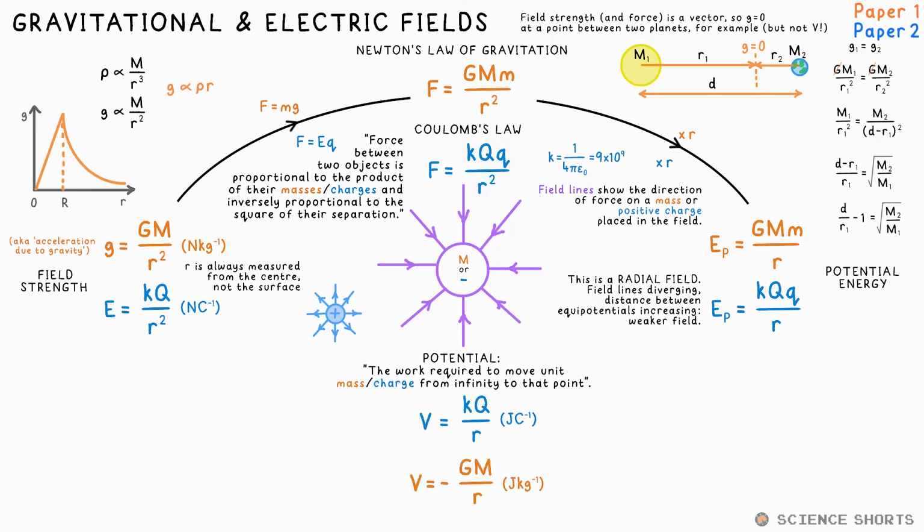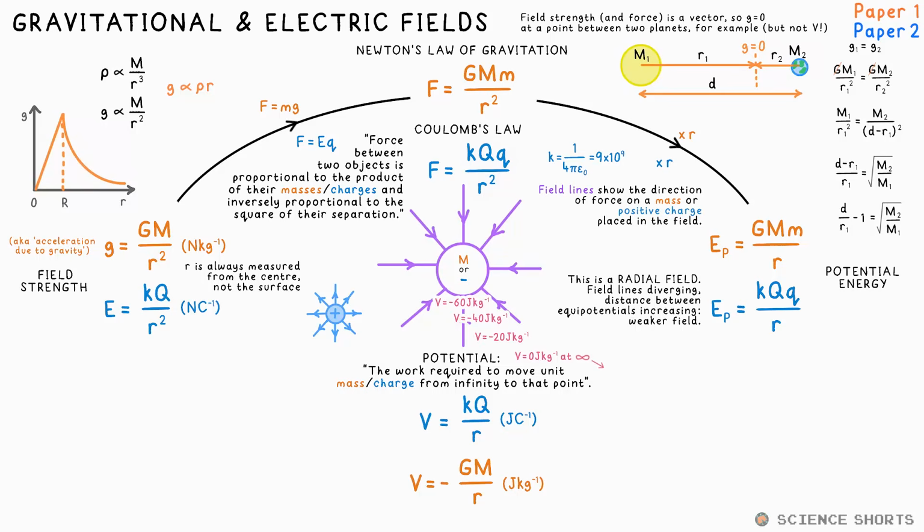Much like we've seen newtons and newtons per kilogram, we have joules, so now we need joules per kilogram as well. This is called potential, symbol V. The definition is this: the work required to move unit mass from infinity to that point. The reason we use infinity as our baseline is because that's the only thing that's common to every object in the universe. So we say that's where you have a potential of 0.